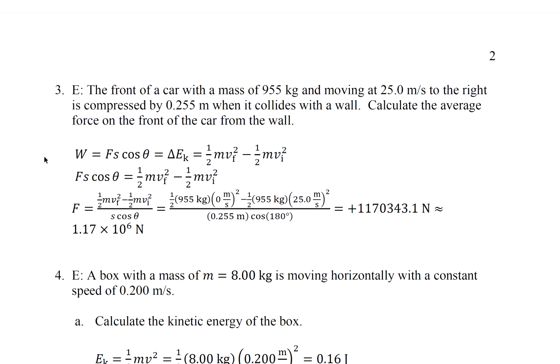Question 3. The front of a car with a mass of 955 kilograms and moving at 25 meters per second to the right is compressed by 0.255 meters when it collides with a wall. Calculate the average force on the front of the car from the wall. So the car is moving to the right and the force is to the left because it stops the car. So the angle between the displacement and the force is 180 degrees because they're in opposite directions. So theta is 180. V final is 0. So we could solve for force and get an answer.